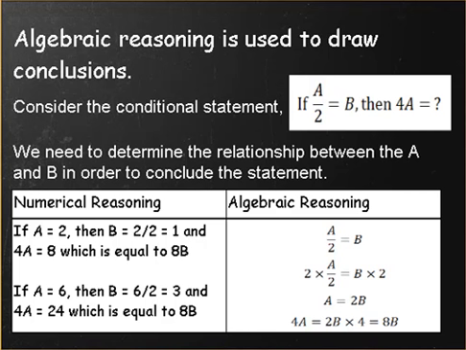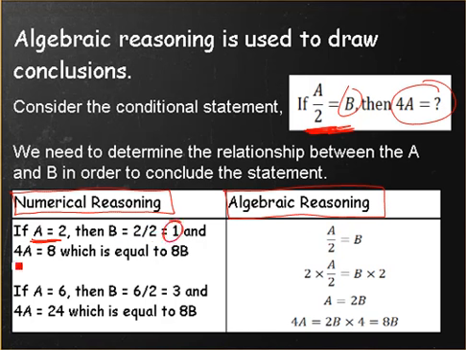We can also look at algebra to draw conclusions. For example, we have this statement: if a divided by 2 is b, I want to know or represent 4a. I can solve this either numerically, using a few examples, or algebraically. If I look at it numerically, I would just select some values of a and determine what happened to b as I went from a divided by 2 to 4a. So for example, if a is equal to 2, then b is given by a divided by 2, or 2 divided by 2, which is 1.